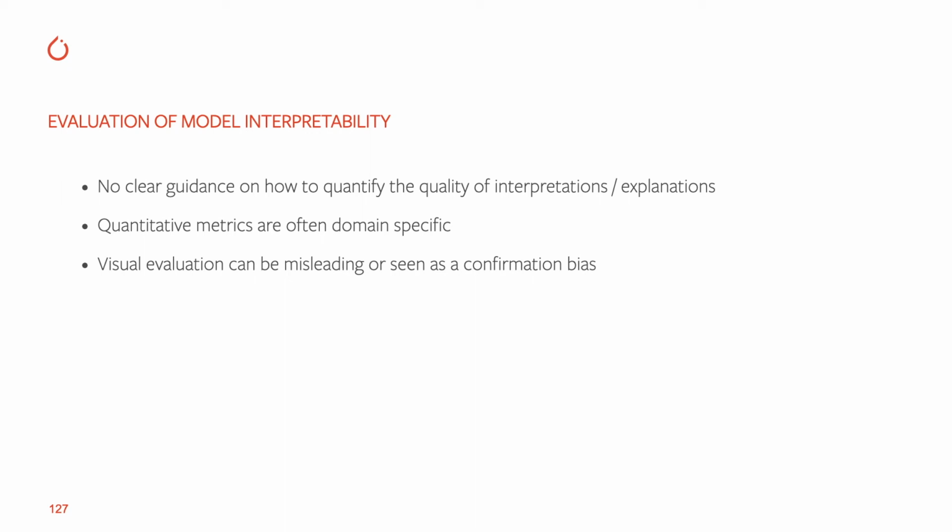and explanations. Although recently new quality quantification metrics and sanity checks have been developed, most of them are domain-specific or are based on specific properties of an algorithm and measure only certain aspects of the interpretability. Apart from that, although visual explanations can be helpful, they can also be misleading, and often they are seen as confirmation bias, especially in the images.